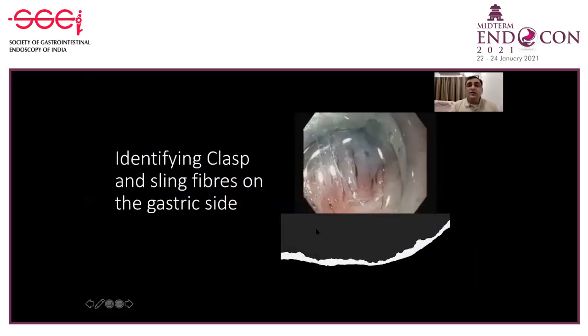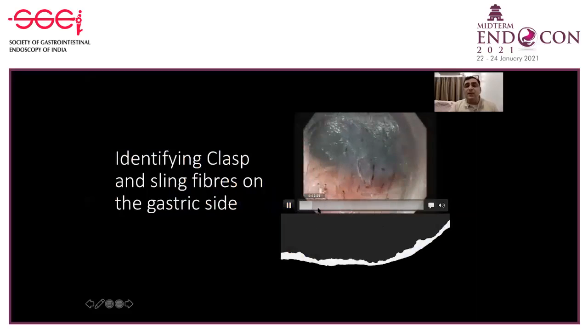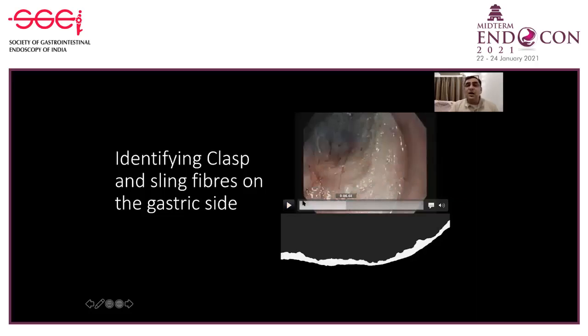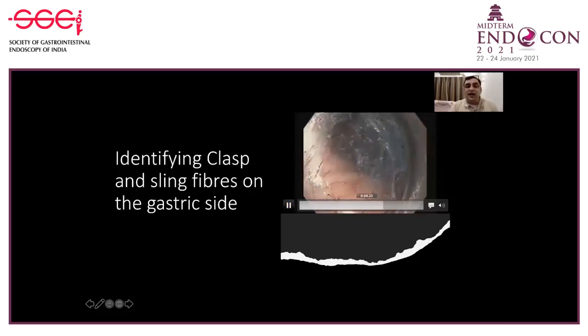Now, if you don't see the vessels or see the vessels in a silhouette, this is a real life example of what we see. You can see these vessels in the silhouette. You are not seeing it very well, but you can see these are the sling fibers. You can see these are the clasp fibers. So again, you have to remain on the right side when you are doing a posterior myotomy, and that will save you and the patient from a lot of reflux. This is something which is very important regarding the direction of the cut.